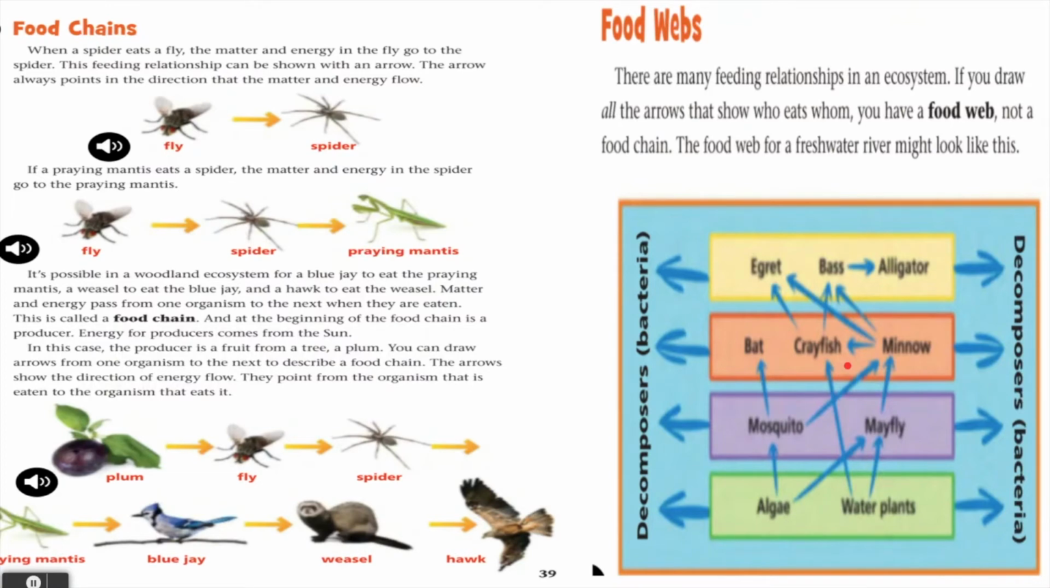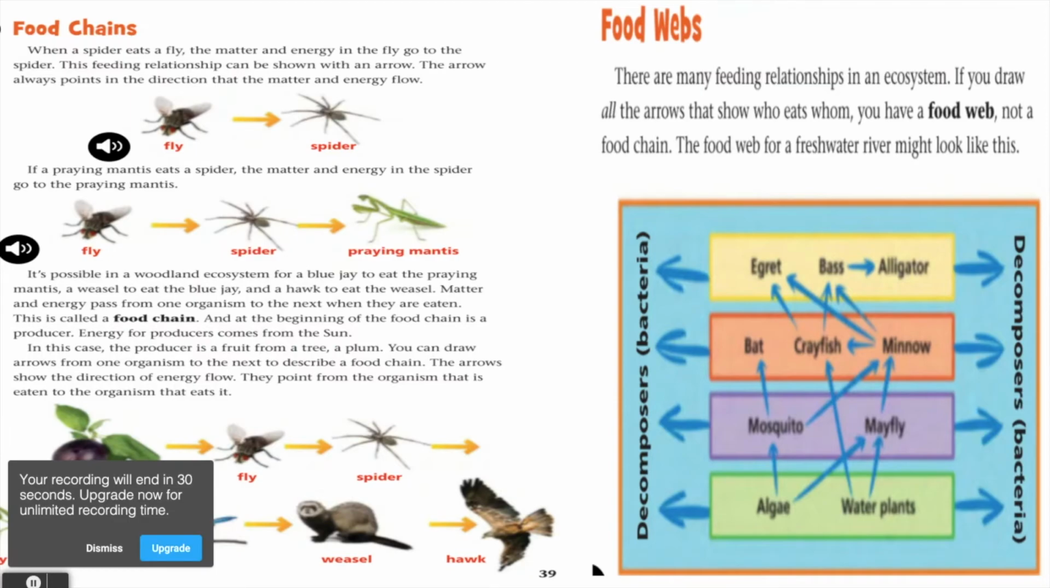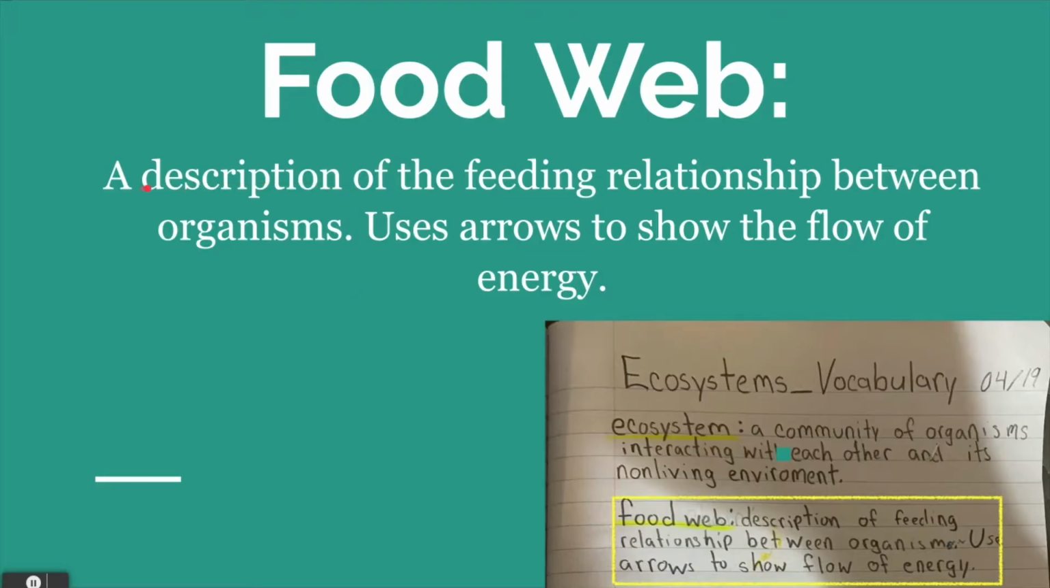Let's turn to page 36 in our journal to add the definition of food webs. A food web is a description of the feeding relationship between organisms. It uses arrows to show the flow of energy. So right below ecosystem on page 36, add the definition for food web into your journal. You have about 2 minutes to add that into your journal now.